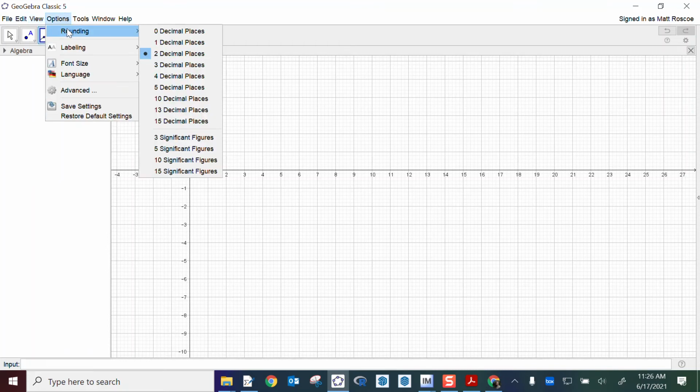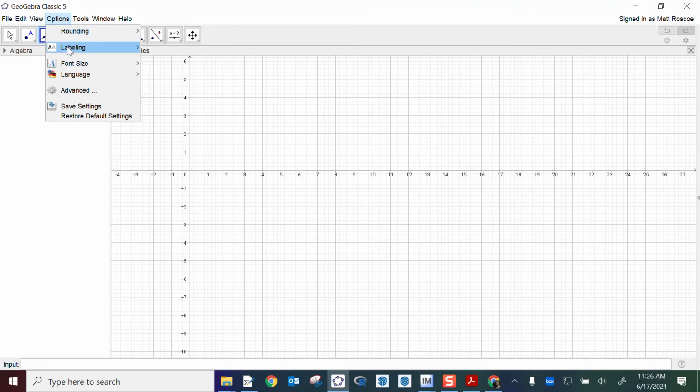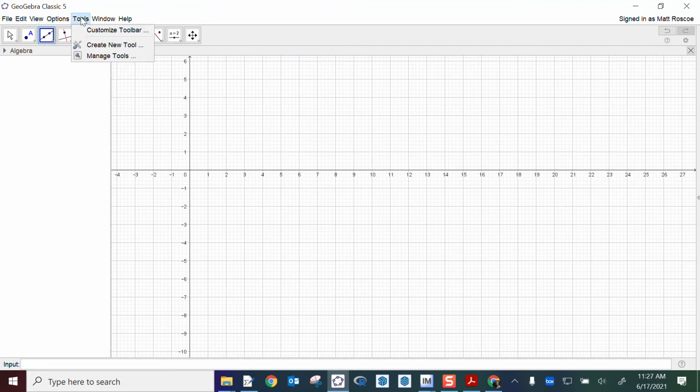Options, I guess there's a rounding option. How do you want to round? Labeling options, font size, language options. Tools, you can create custom tools, something we probably won't do in this course, but you should be aware that if there's something you do a lot that requires a sequence of constructions, you can create a tool that will do that. You can open new windows here and then help here.